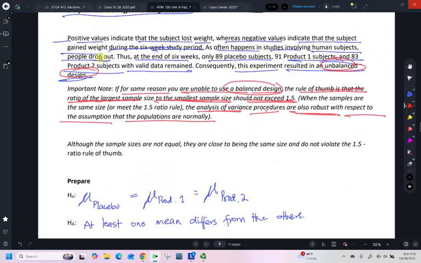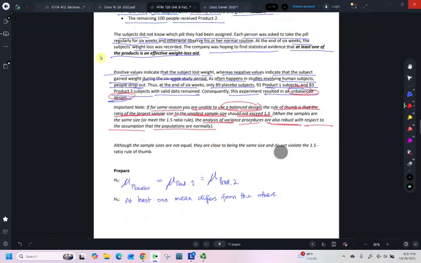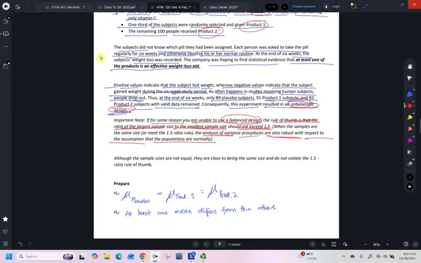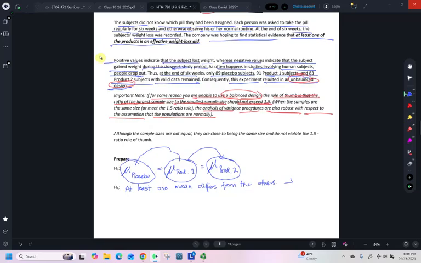So, in this context, the appropriate null hypothesis is to look at the three groups: the placebo group, the product 1 group, and the product 2 group. We would like to state the null hypothesis where we say that the average response value for the placebo group is the same as the average response value for those who received product 1 and the average response value for those who received product 2. Whereas the alternative will say that at least one of these means differs from the others.